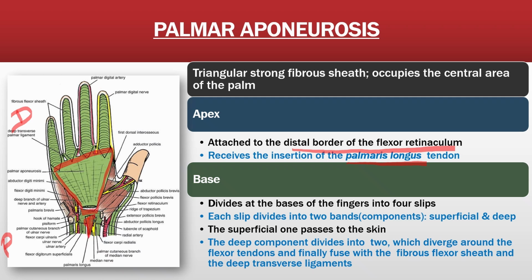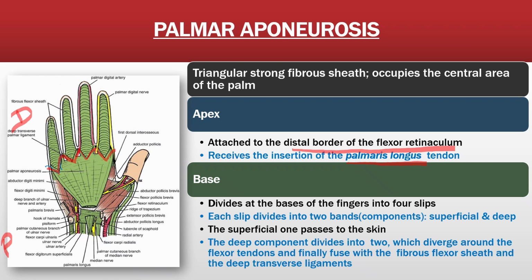So many a times it can also be written in some of your books that this is nothing but the continuation of the palmaris longus muscle that you have seen in the flexor compartment of the forearm. So this muscle continues in the palm and it is thickened and widened to form a triangular palmar aponeurosis. The base of this palmar aponeurosis divides at the base of the fingers into 4 slips. So if you see here, these are the 4 slips.